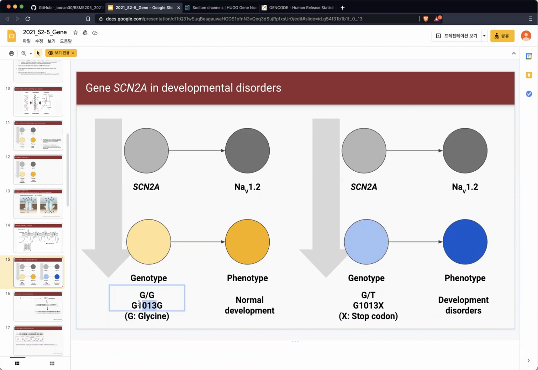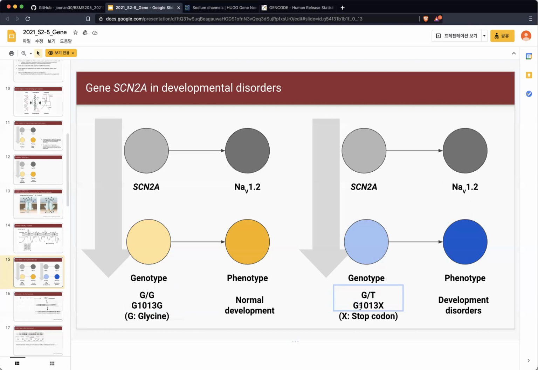The SCN2A protein has about 2,000 amino acids in its sequence, right? This position is about the middle of that SCN2A protein sequence. So when you have the T allele at this position, your amino acid, which is glycine, is changed to the stop codon, right?